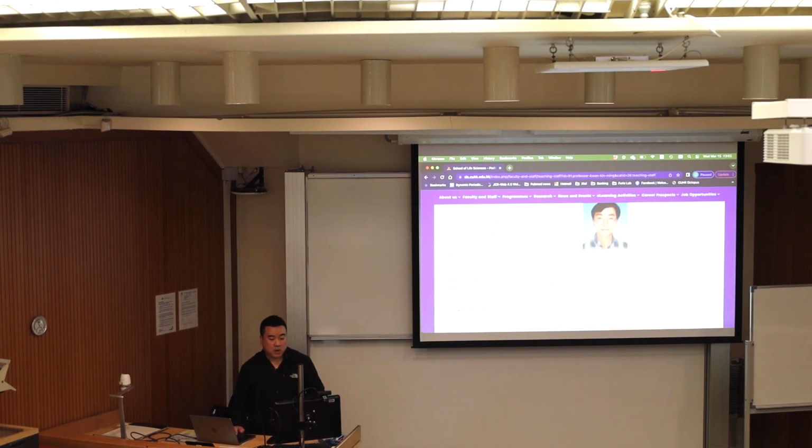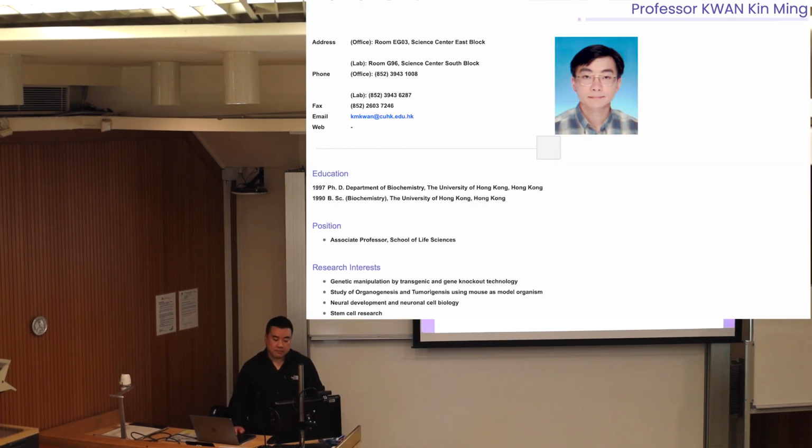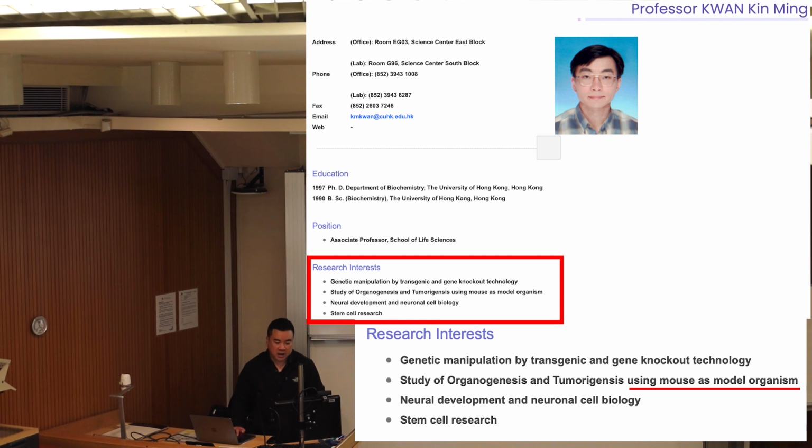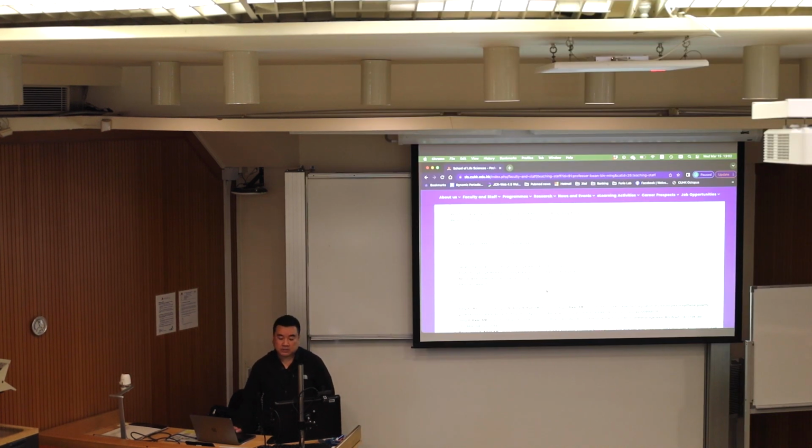Okay, Professor Kwan, if you're interested in using mouse as a model, right there his research interests already tell you you are going to have a chance to work on mouse, in the study of organogenesis and tumorigenesis using mouse as model organism. Read 1 or 2 papers on this. Everything has mouse dissection, mouse tissues, primary cells and things. Is that something for you? Okay, stem cells, right? You can look for Feizheng, you already know that.